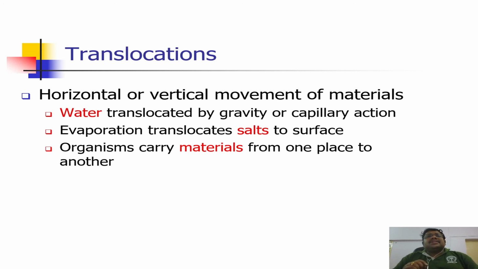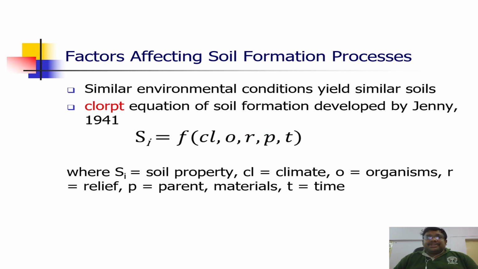So translocation is the horizontal or vertical movement of material. Unless this newly formed material translocates from one portion of the soil to another portion of the soil, we cannot see these horizon differentiation. For example, water is translocated by gravity or capillary action, then evaporation translocates salts to surface, and organisms carry materials from one place to another place. So these are the examples of translocation which also helps in the soil formation.